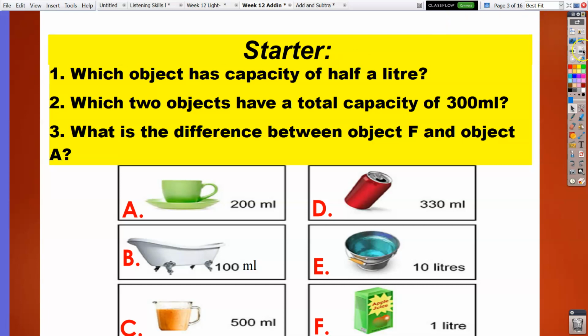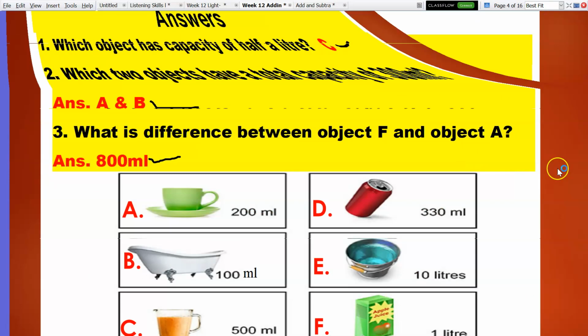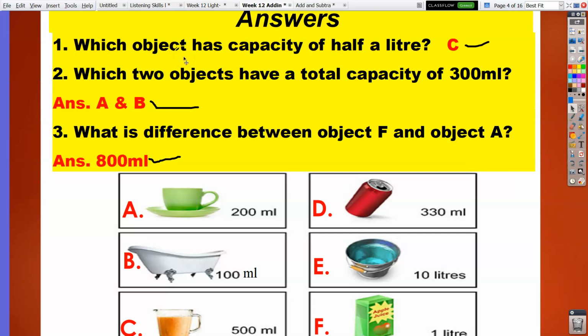Now time is up. Here are the answers. For question 1, which object has the capacity of a half liter? The answer is letter C. In our previous lesson, we learned about the conversions. So, half a liter is equal to 500 ml, since 1 liter is 1000 milliliters or ml.